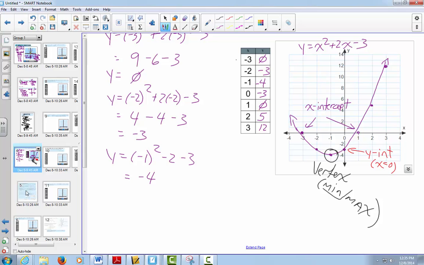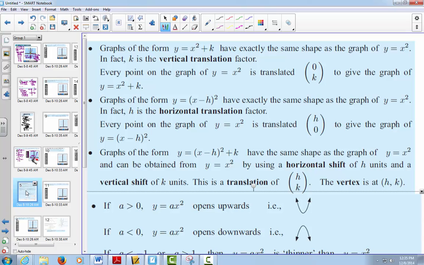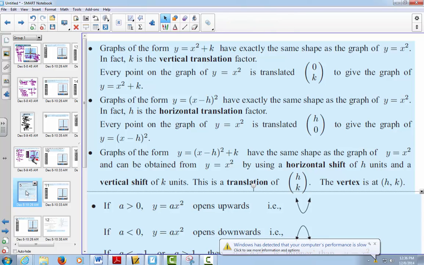Now, from doing this, it leads into some information, and that's all this is on here, is information. Key things, graphs of the form y equals x squared plus k. That means we have a vertical translation. That means our graph is going up or down from the original. This is all based on this original quadratic. And we're going to see how this works as we move along. Now, when it talks about this, this is how we represent a translation.